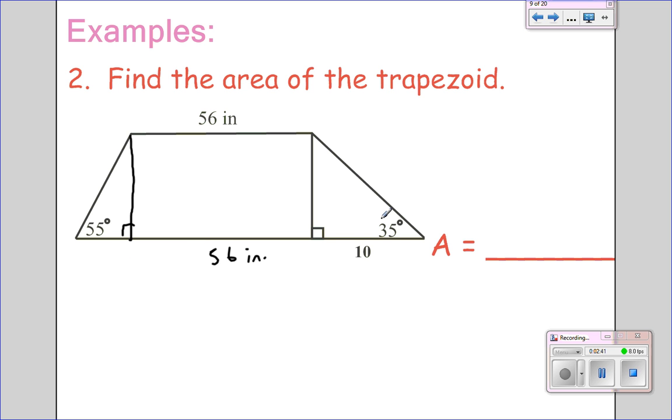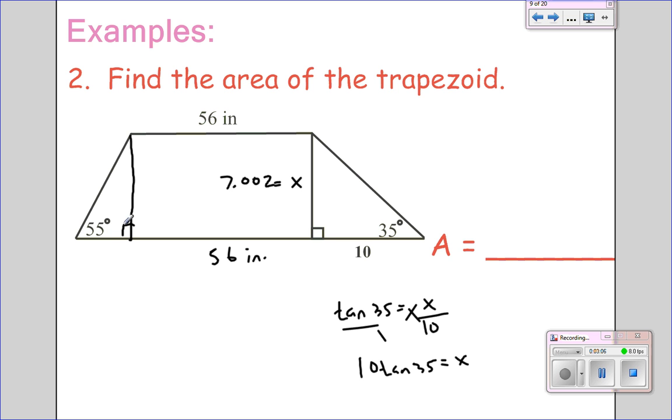Here I can use trig, so I can say, to find the height, tangent of 35 equals x, we'll call this x, over 10. So of course we cross multiply. So 10 tangent 35 equals x. And you just type that in. And you get 7.002 for the height.